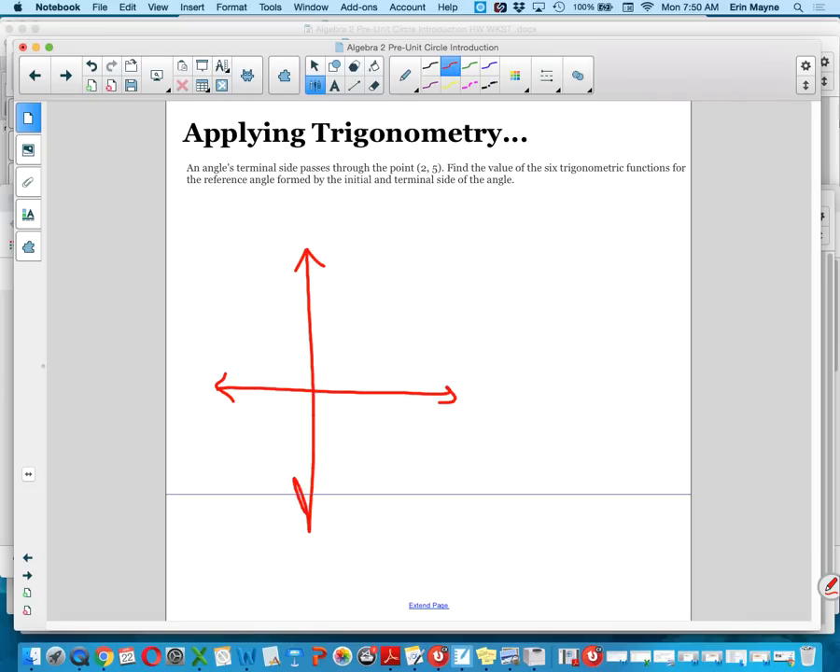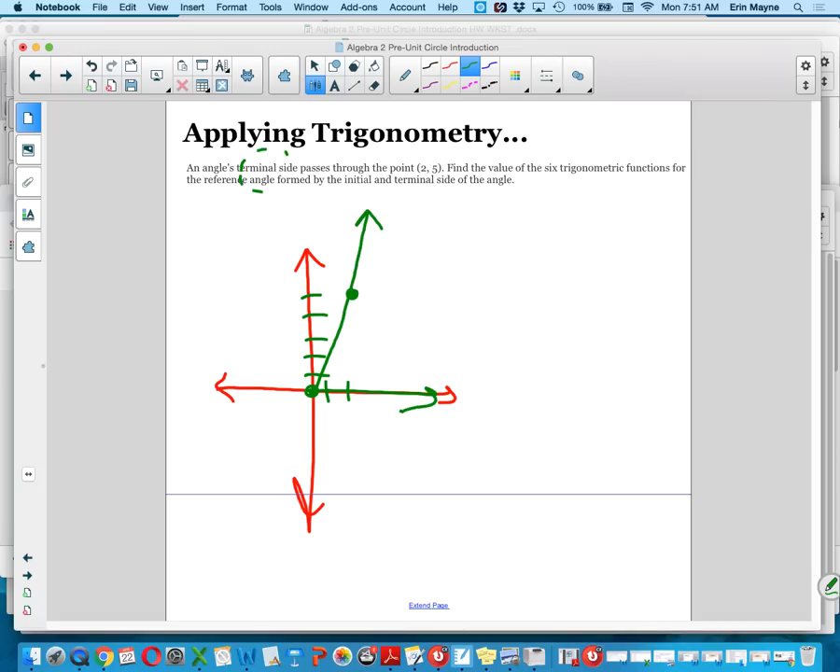And I'll remind you from last week and the week before that when we have an angle in standard position, we have an initial side on that positive x-axis. This specific terminal side is going to stop at the point (2, 5), or I should say the angle is going to stop there, meaning its terminal side is going to run through that point.